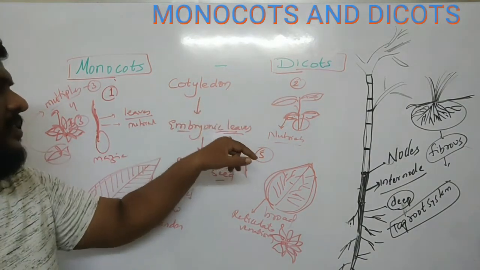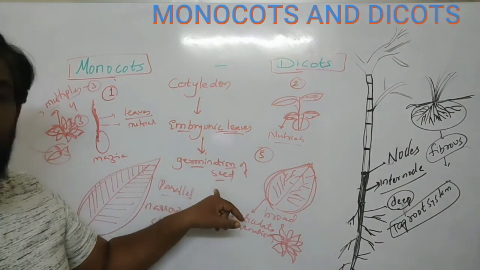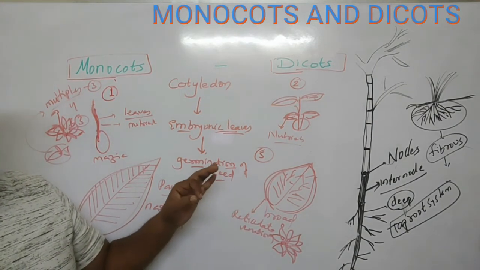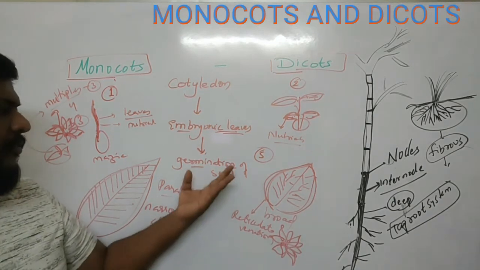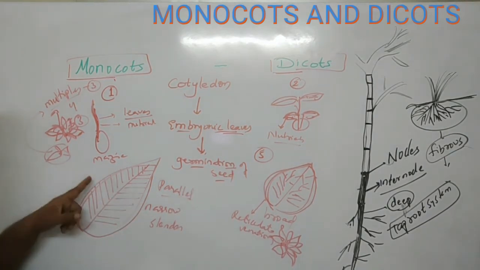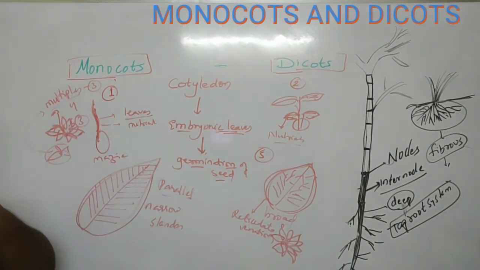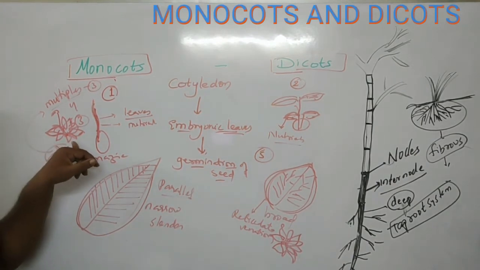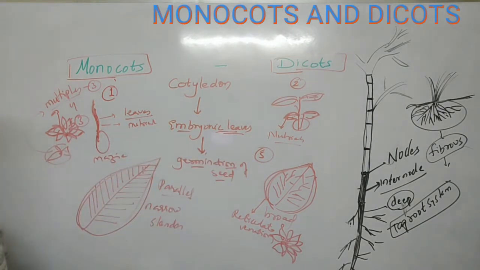They are not the true leaves, but they come out at the time of germination of the seed, and they will supply the nutrients to the leaves until they become capable of performing the photosynthesis process. And here you can see in the monocots the parallel venation, whereas in the dicots you can see the reticulate venation. And also here you can see the flowers, the petals are in multiples of 3, and here the petals are in multiples of 5. Okay, and one more difference is there.